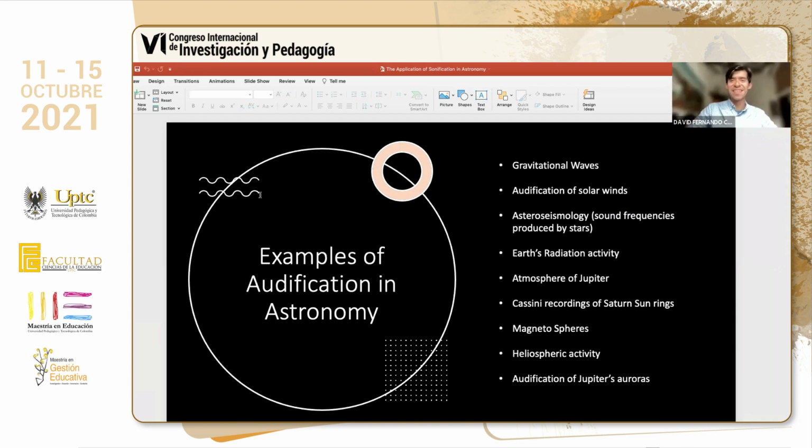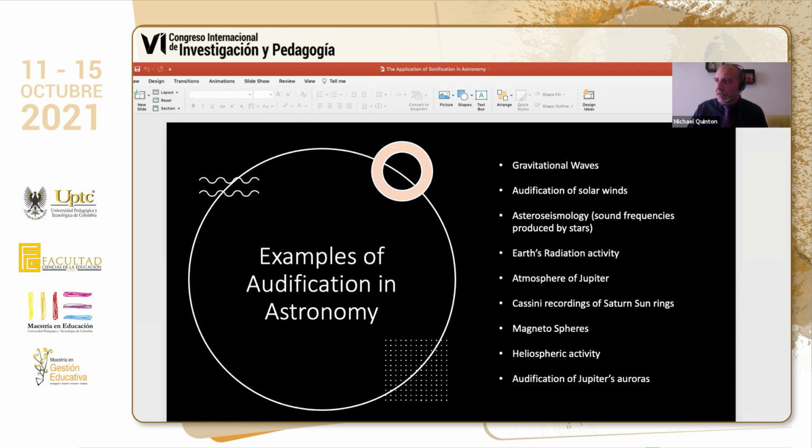Wow, thank you. There's so many details. It's so interesting. I see that now you have changed to a new slide where we see gravitational waves and solar winds. Yeah, so these are the examples. We mentioned some of them in relation to audification. We mentioned the gravitational waves and audification, the astroseismology.